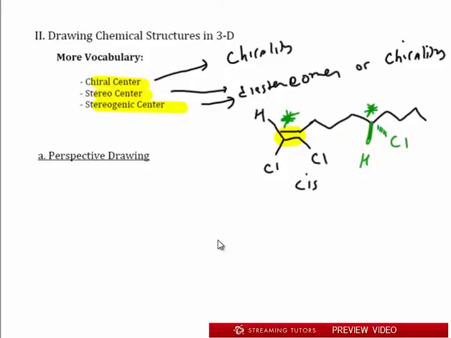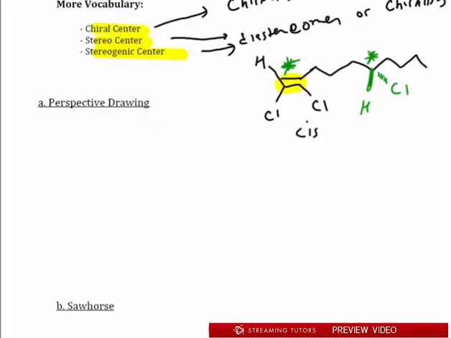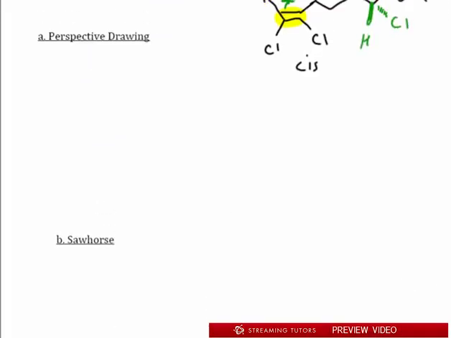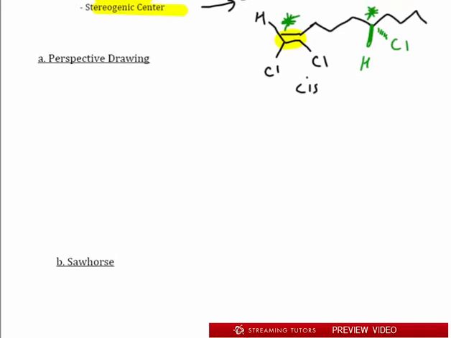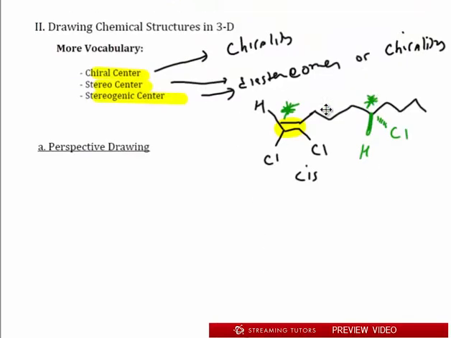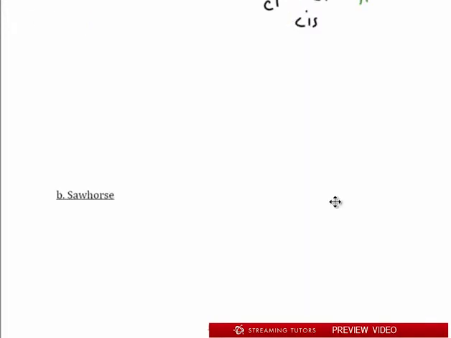Well, there's a few ways that we have to know how to draw. The first one is called a perspective drawing, and we've kind of seen this before. Now, the way it works with perspective drawing, it really depends upon how many stereo or chiral centers you have. So, for example, we're not going to focus on cis-trans. We're going to focus only on chirality.